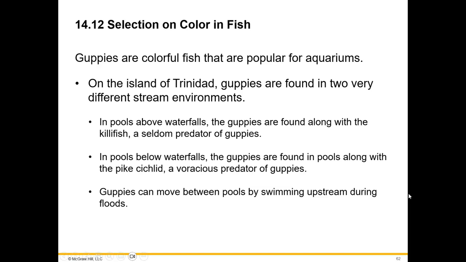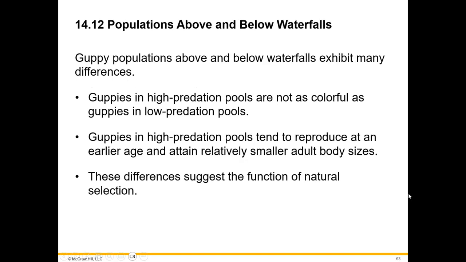The pools that are above the waterfalls have guppies that live with the killifish, which is not really a predator of the guppies. You could think of them getting along and being pretty equal. However, the pools below the waterfalls have guppies that live with pike cichlids, which are voracious predators of guppies. So they see the guppies as a snack. The guppies are trying to survive. How does this affect the way that the genes are expressed in these different populations of guppies?